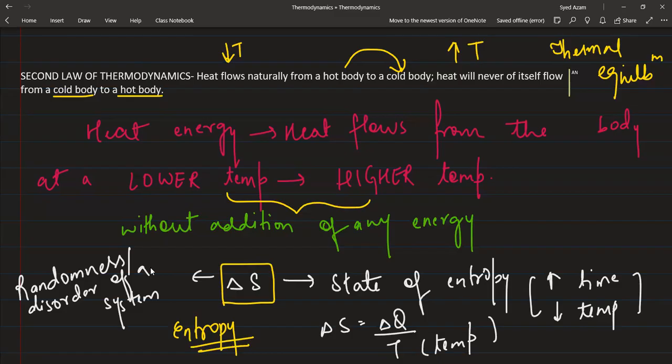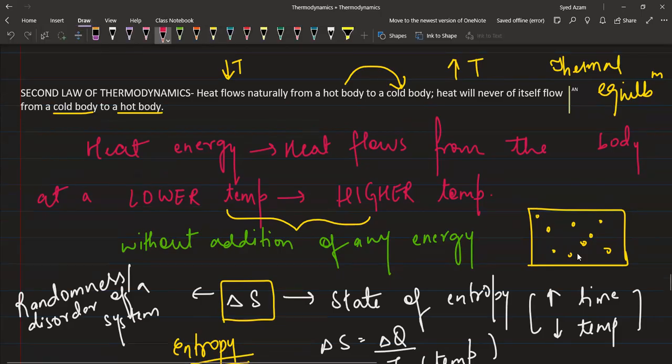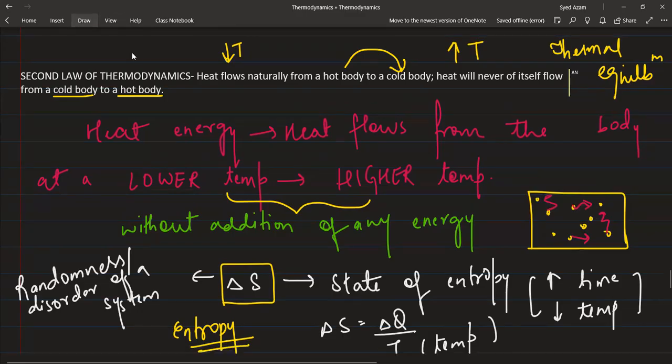Entropy basically means randomness or disorderliness of a system. When I say randomness or disorderliness, it means this is a chamber and all the molecules are present in a random manner. There is no organized fashion like this. Randomly, the molecules are placed anywhere. So this randomness of molecules, or the ability with which they can move here and there, is called entropy or the randomness.